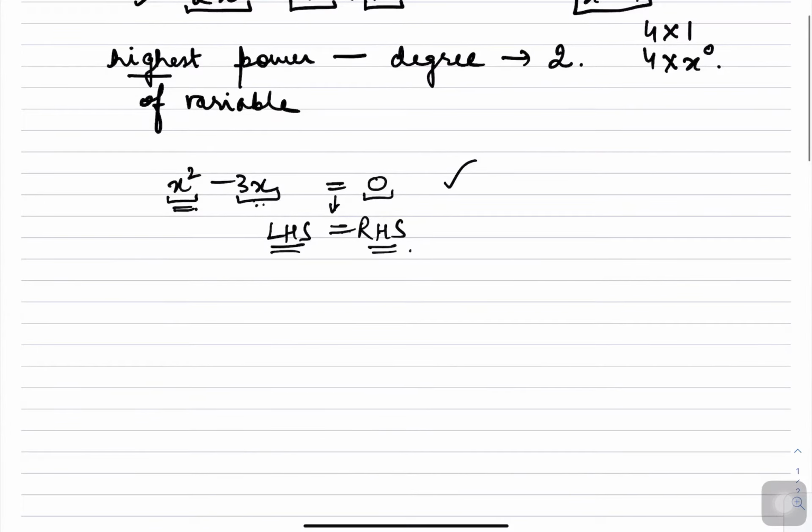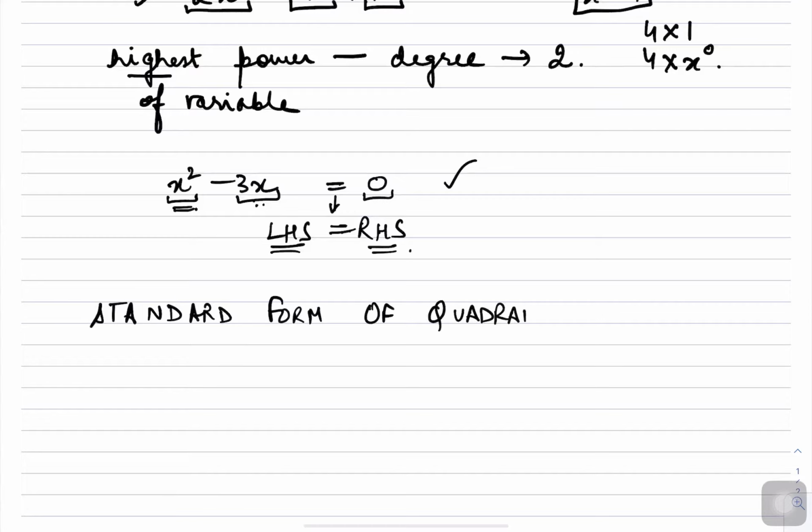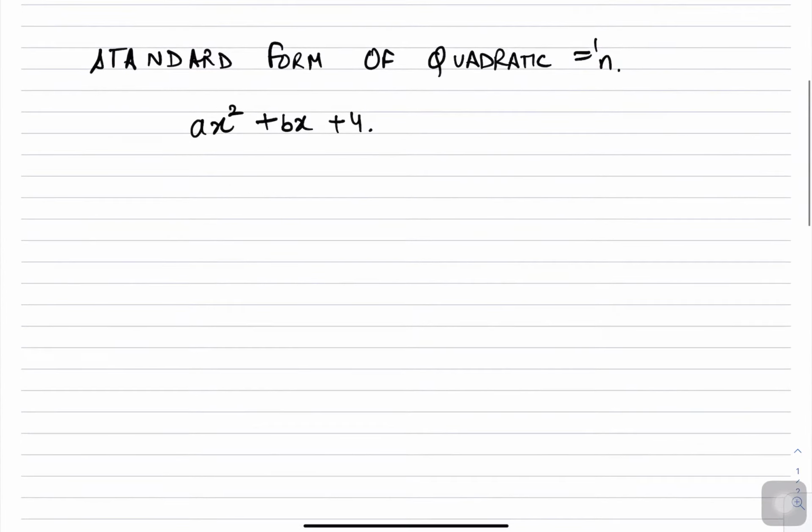So the standard form of quadratic equation is ax square plus bx plus c. Now, ax square is my first term, this is my second term, and this is my third term.